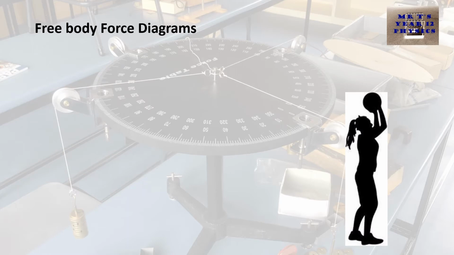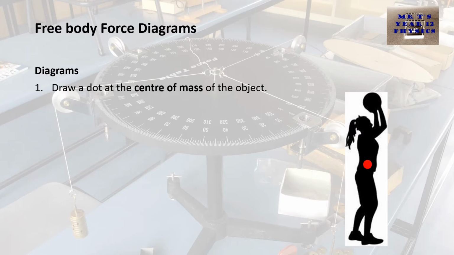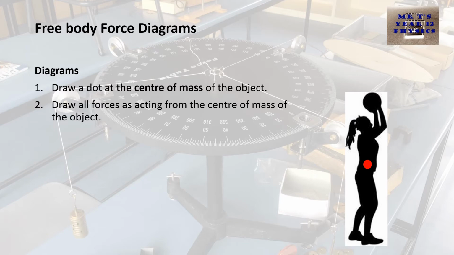Here is a silhouette of a girl, and she is taking a shot with a basketball through a hoop. I want to know what the forces acting on her are. When we draw our diagrams, we want to follow certain rules. The first thing we want to do is draw a dot at the center of mass. This is the dot where all our force arrows are going to originate from. I've drawn that, that's the center of her mass. Now I want to draw the force arrows acting from the center of her mass.